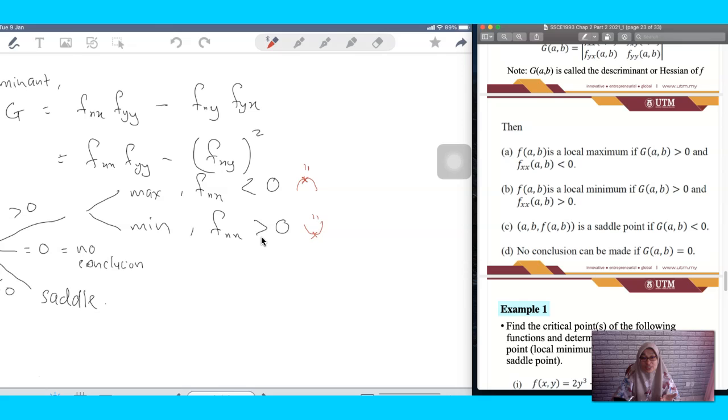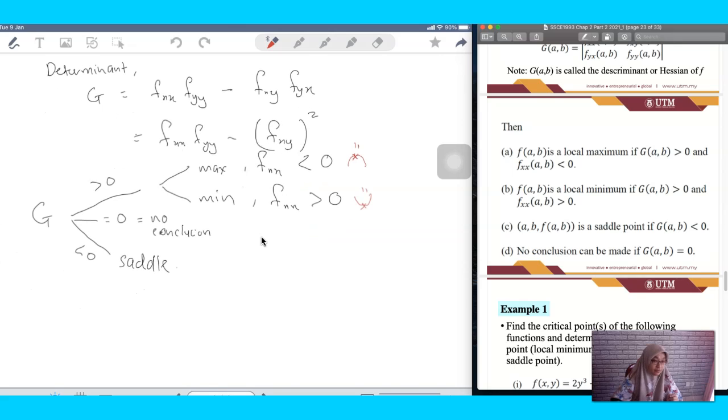So that's the way I share with my students. And actually, I got this from my lecturer about 30 years ago. My lecturer shared this with me and my classmates, and I still remember it because it is very easy to memorize. I hope you can implement this when you are doing the second derivative test as well.